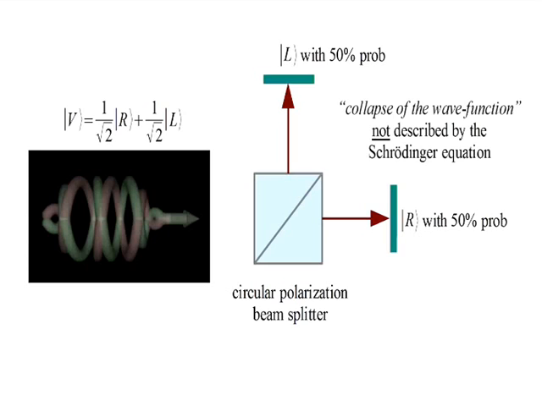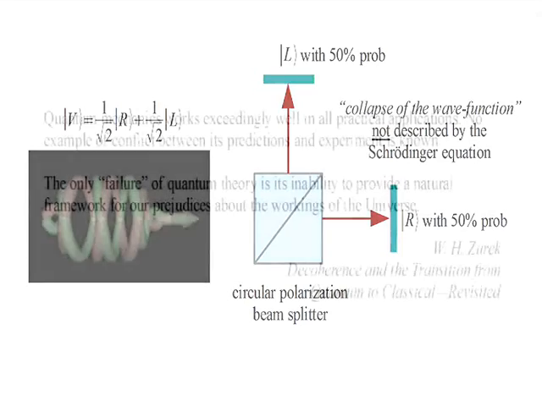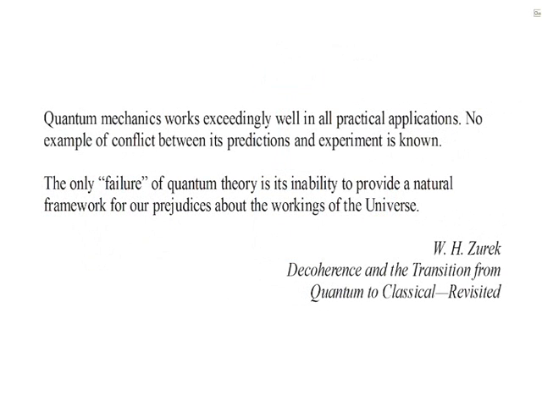This is an example of wave function collapse. It's not described by the Schrödinger equation. It's a special, peculiar formalism we have to use to describe quantum mechanical measurement. As weird as these ideas are, they provide us with an incredibly precise description of the real world. To quote physicist W.H. Zurek, quantum mechanics works exceedingly well in all practical applications. No example of conflict between its predictions and experiment is known.